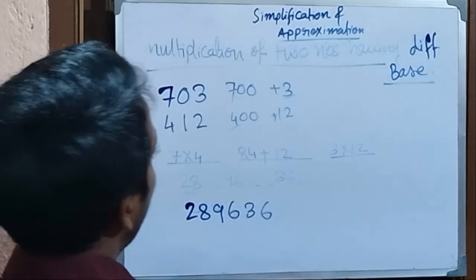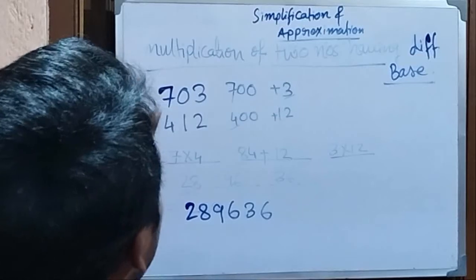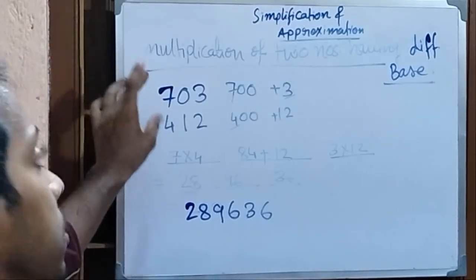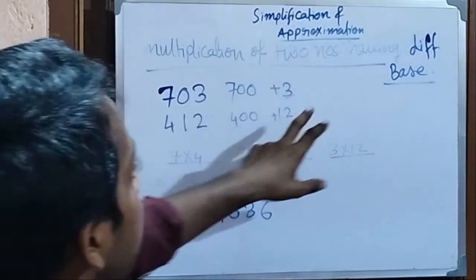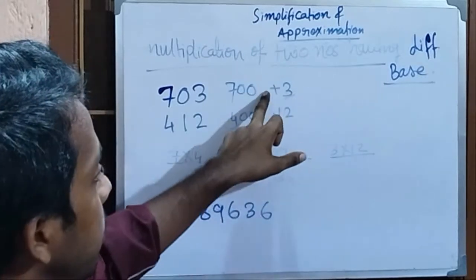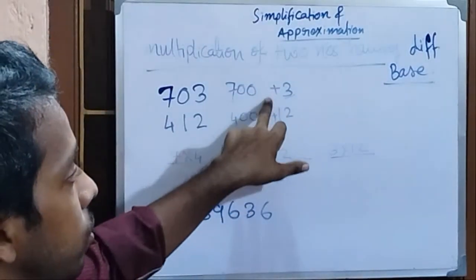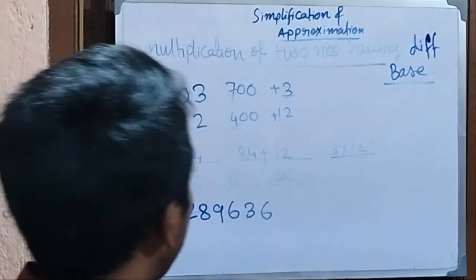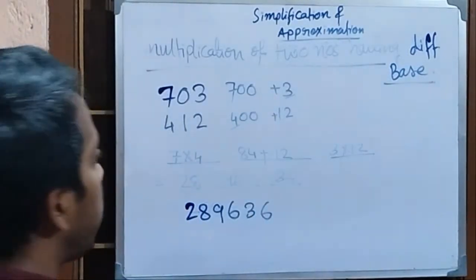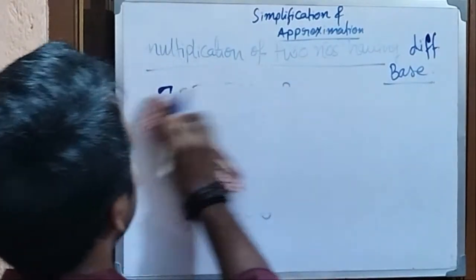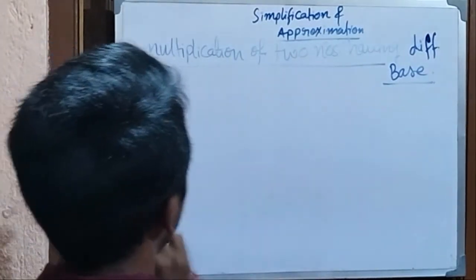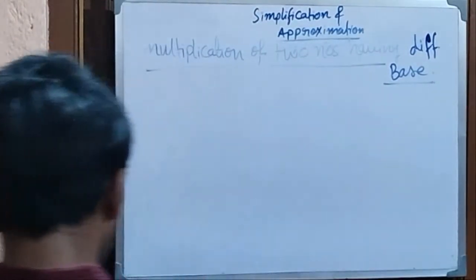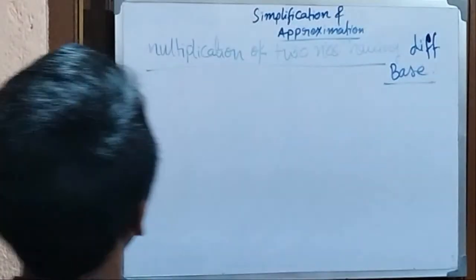Now we have taken the different base number. This is fine, but both these numbers here come up as plus. What if one becomes minus? Let's do that kind of problem. So moving to next example.